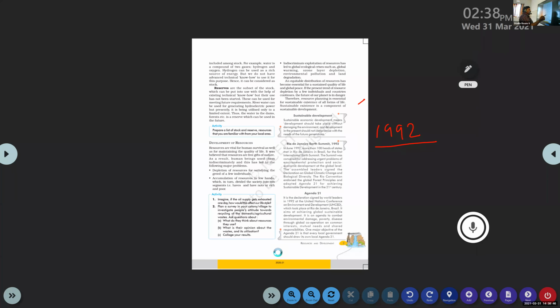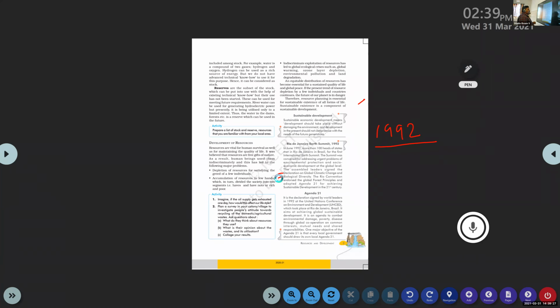Okay, the assembled leaders, those who gathered there, signed a declaration, a treaty, or an agreement on global climatic change and biological diversity. Clear or not? So everyone took a note. It is the leaders' responsibility to protect the climate of the earth, and protect the biological diversity, animals and plants. Clear? So they should not do anything against the environment or that creates problems for the biological diversity.